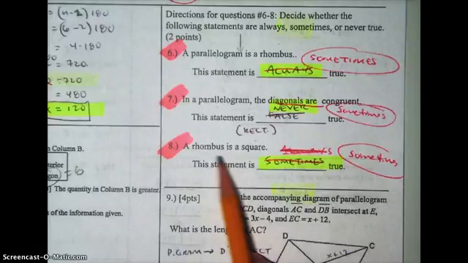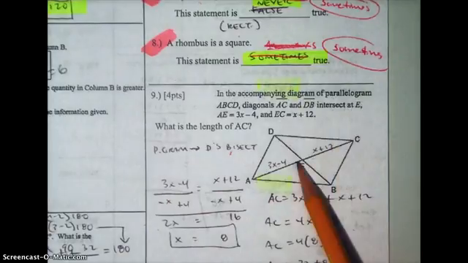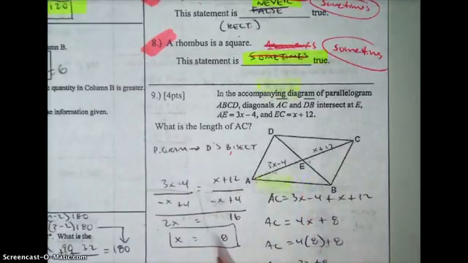Question number 9, in the accompanying diagram, the parallelogram ABCD, the diagonals AC and DB intersect at E. They give you this information. So the information you need to know is that parallelogram diagonals bisect, or they are equal. Well, if you look at your information, it says AE is 3x minus 4 and EC is x plus 12. So essentially what you're doing is you're saying that these diagonals are equal. You'll solve for x to be 8.